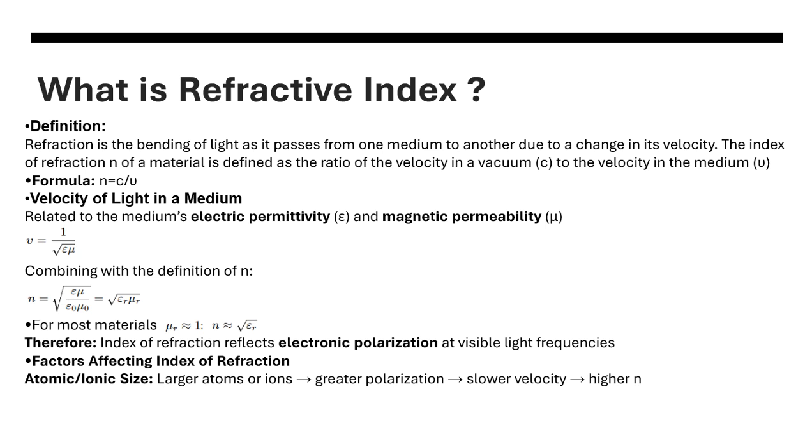Now, what influences this polarization? Mainly the size of atoms or ions in the material. Larger atoms or ions tend to have more electric polarization, which slows down light more and increases the index of refraction.